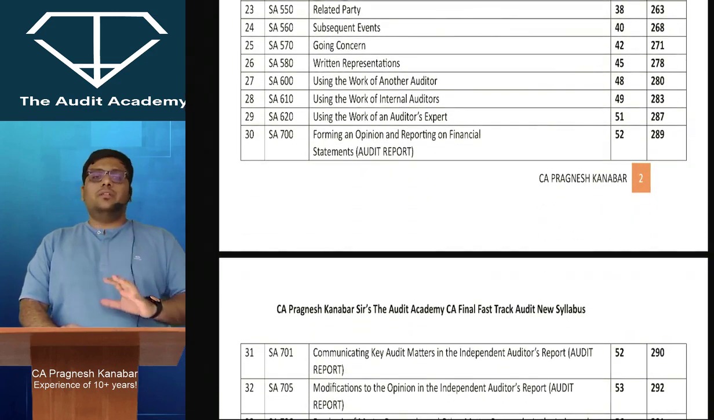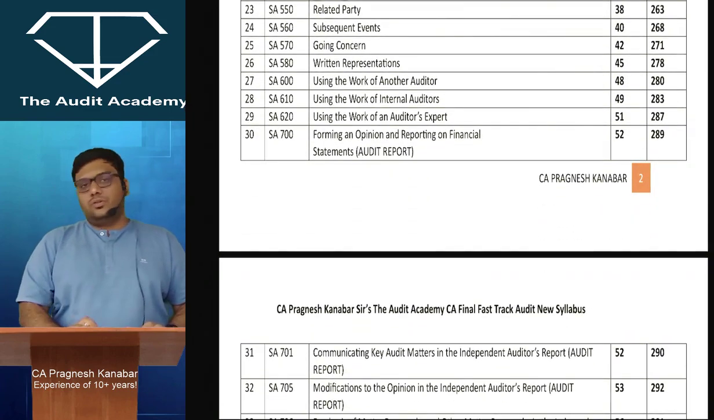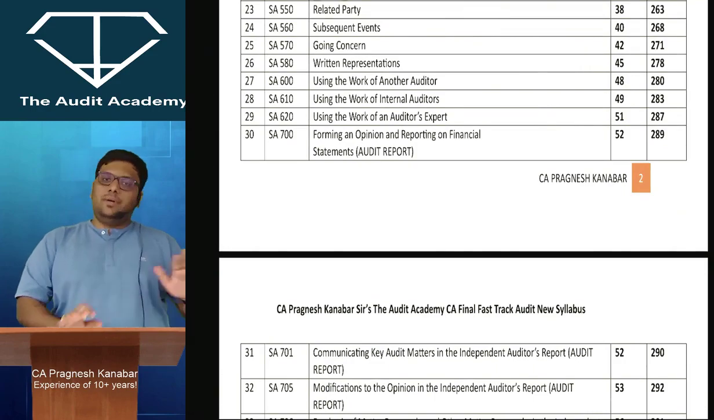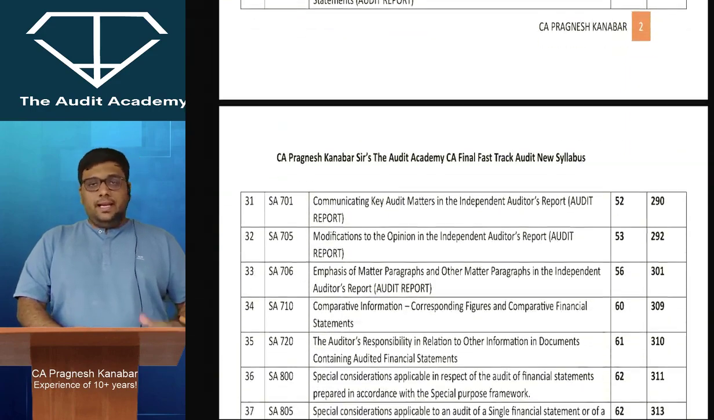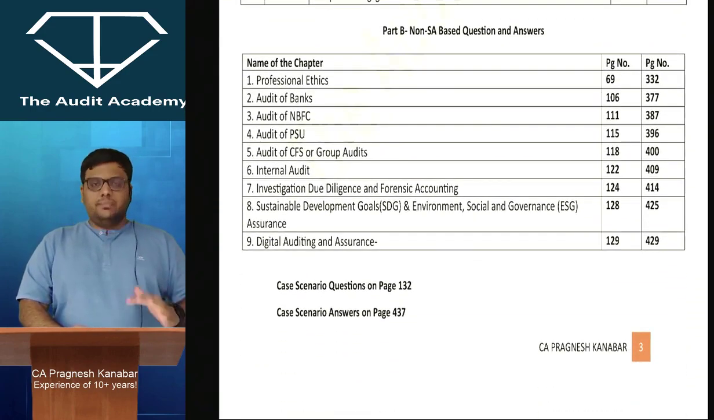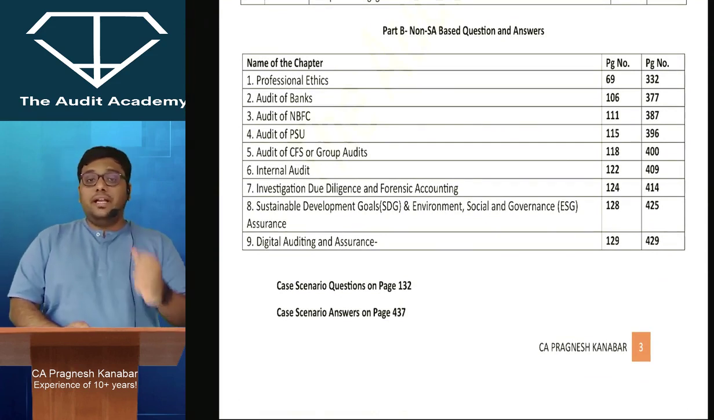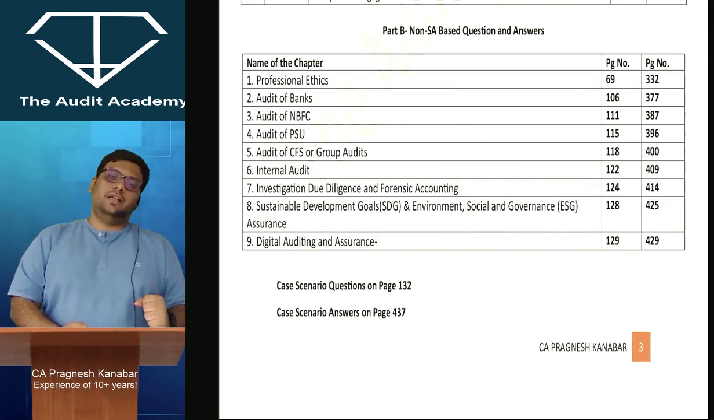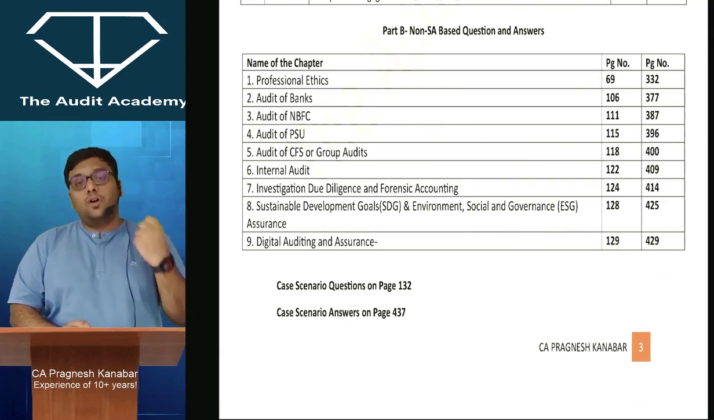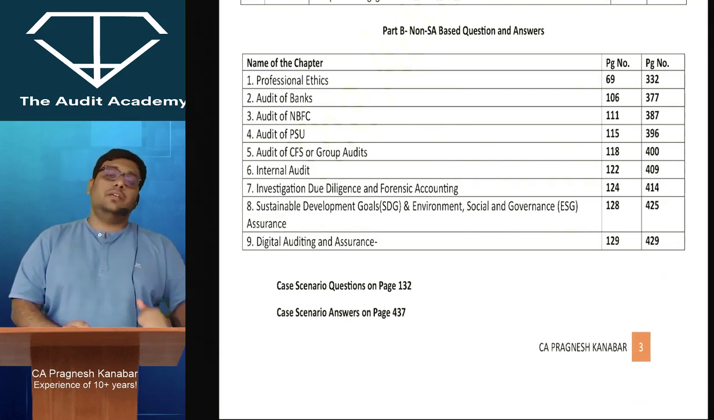The whole question bank is a copy-paste of the regular course question bank. So it is the same as given to the regular course. Even for non-standard topics, the question bank of the regular course is copy-pasted over here. Now, when I have the daring to print the same question bank, that means I am very confident that I am going to cover all the concepts even in a fast track course.